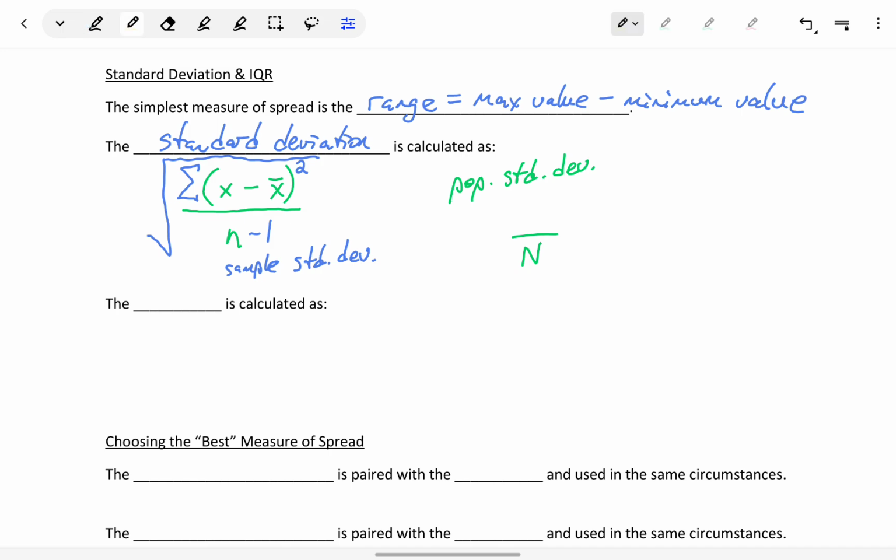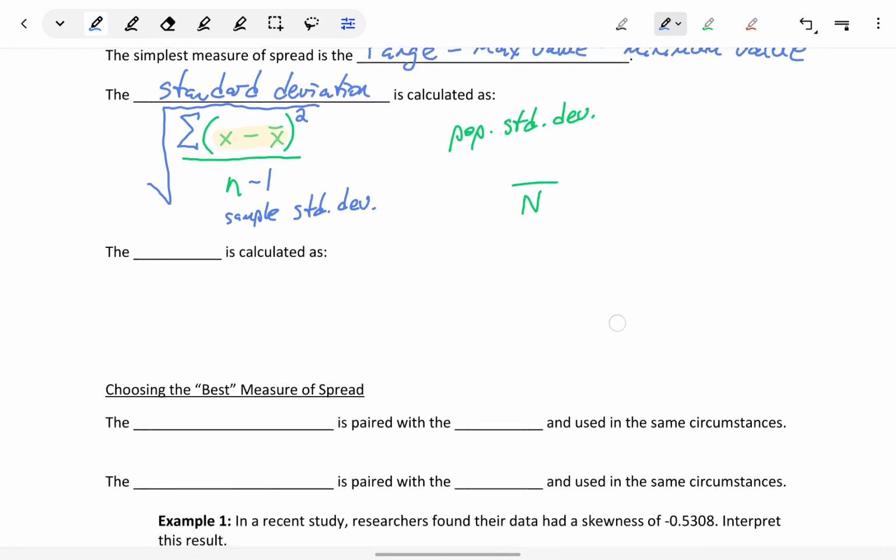So again, the things to really pay attention to with this formula is that we're finding the difference between each data value and the mean. So how much deviation there is between each individual data value and the mean. And then we're averaging all of those distances. So the standard deviation is the average amount of deviation, the average amount of difference between our data values and the mean.